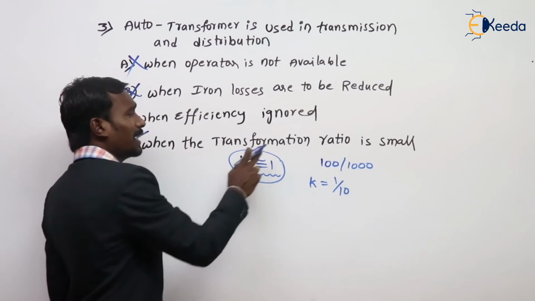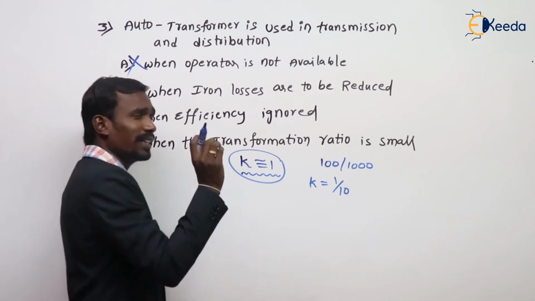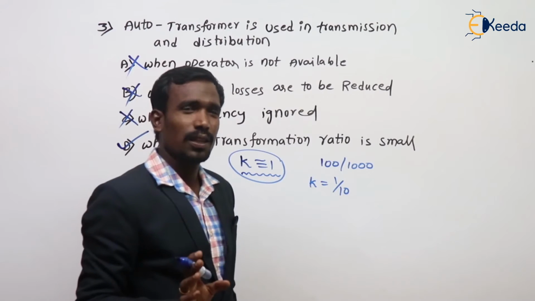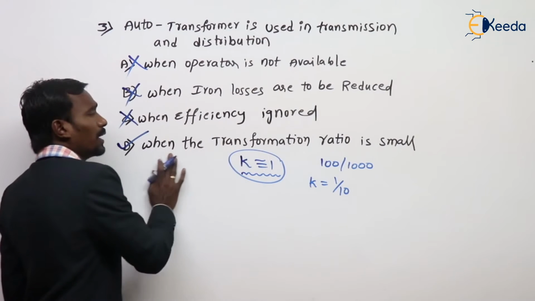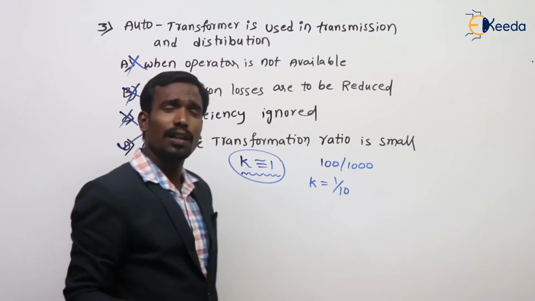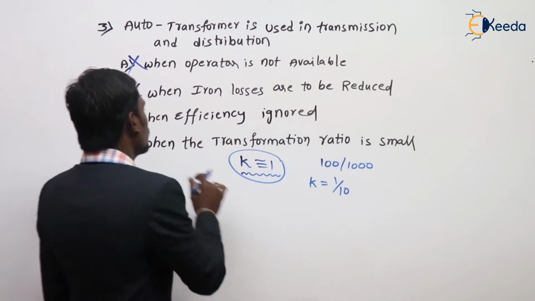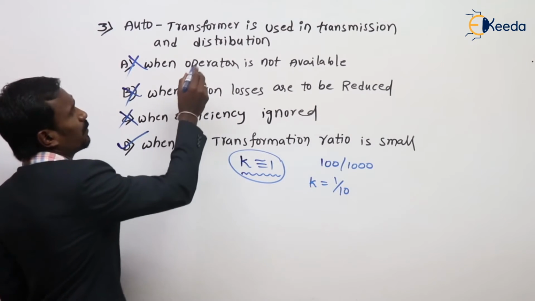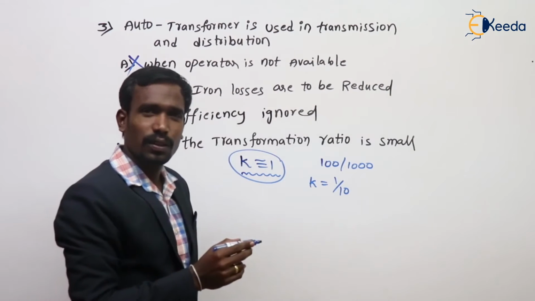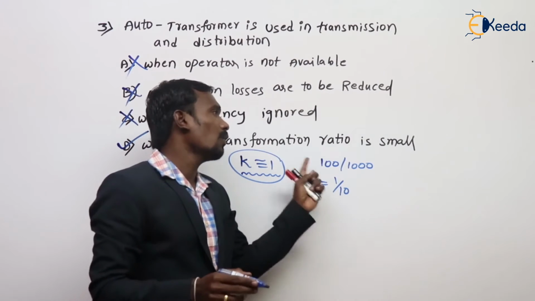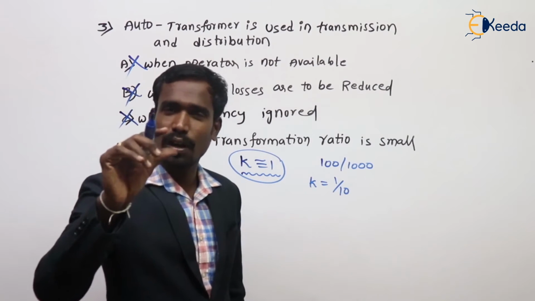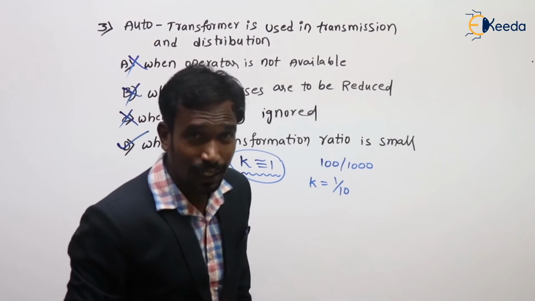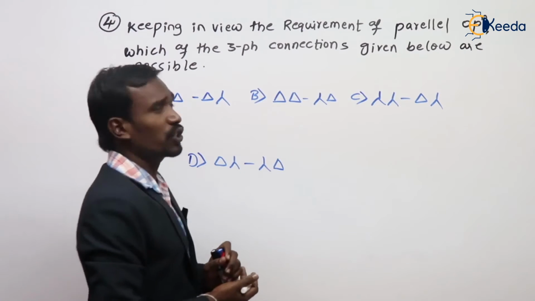Actually, they should have given it as when the transformation ratio is nearly equal to 1. But they gave it indirectly, when the transformation ratio is small, which is also a correct answer. This is the preferable correct answer for our question: auto transformers are preferable when the transformation ratio is small. Are you okay? See this question.